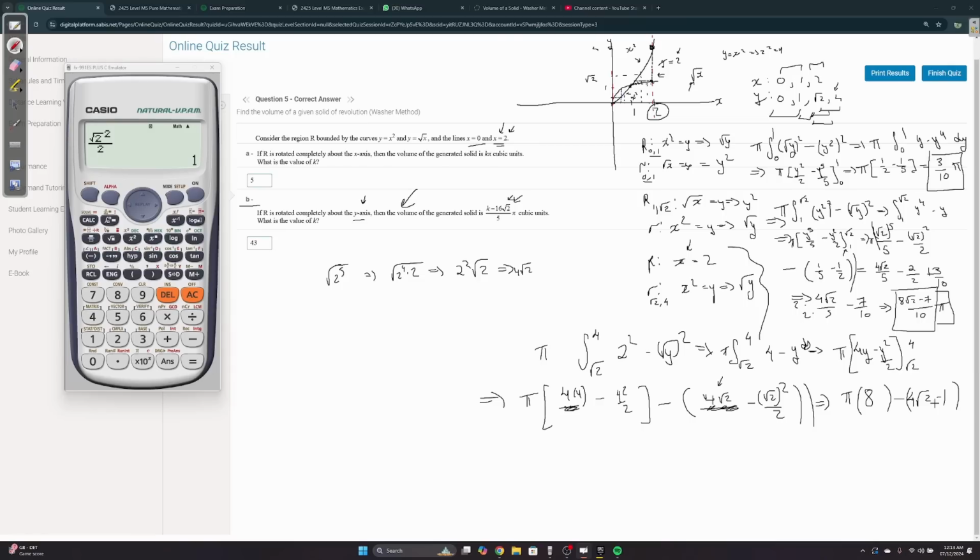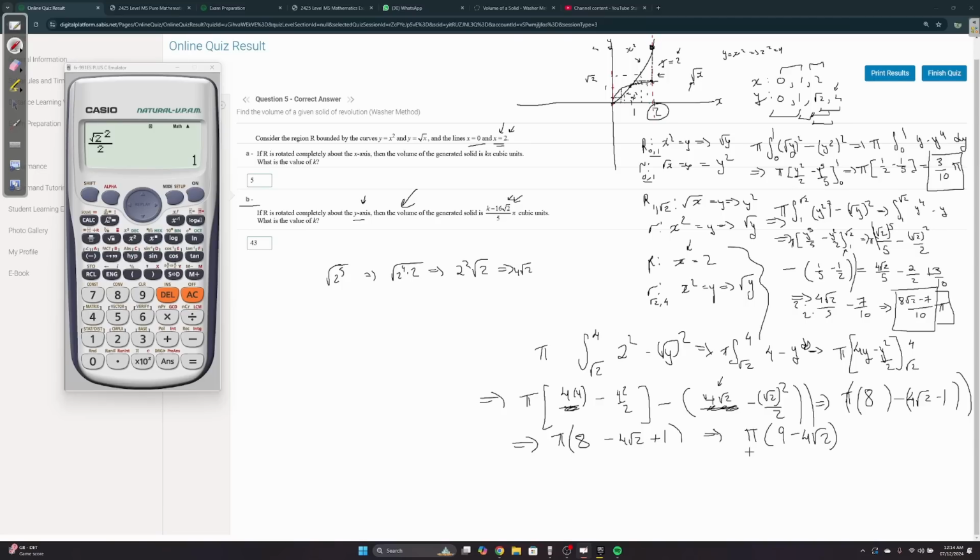Please don't mess it up. Okay, so you're going to get 8 minus 4 root 2 plus 1. Remember pi is outside. Because the minus is distributed inside, it becomes plus 1. So you're going to have pi times (9 minus 4 root 2).